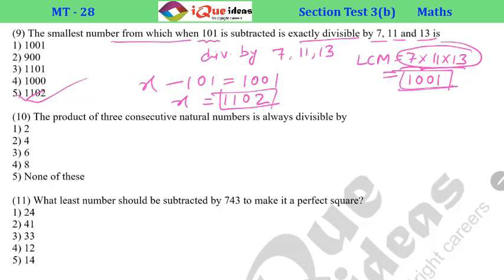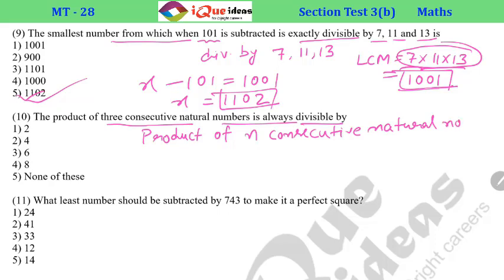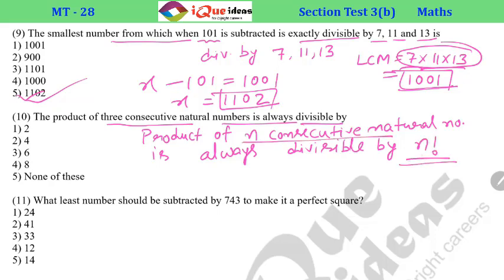Now the next one, it says the product of three consecutive natural numbers is always divisible by. Let's see. This is a direct question. There's a rule which says the product of n consecutive natural numbers is always divisible by n factorial. This is a direct rule, right? So we can just memorize this. So n consecutive integers divisible by n factorial.